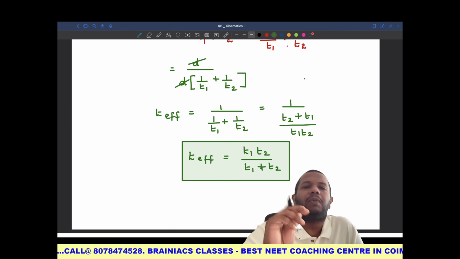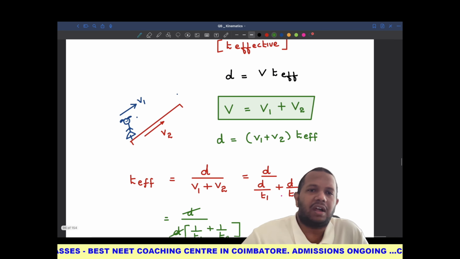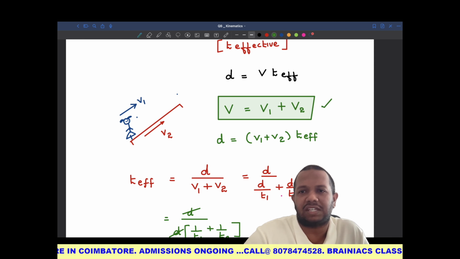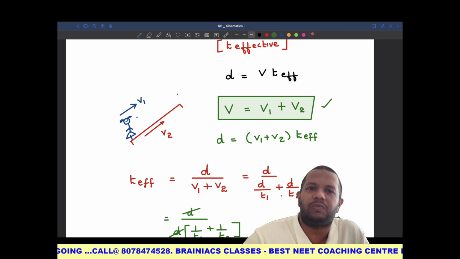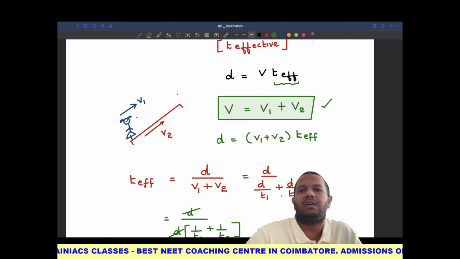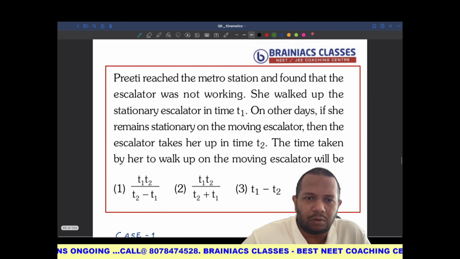So this would be the effective time when both of them are moving. The important concept here, which most of you should remember, is that when both of them are moving, the effective velocity increases. This is the checkpoint, and because of that, when velocity increases, she will reach the top very fast. So the effective time would decrease. I hope it is clear for you. Let us check for the answer in the options. So we have the effective time here, that is option 2 would be the correct answer.